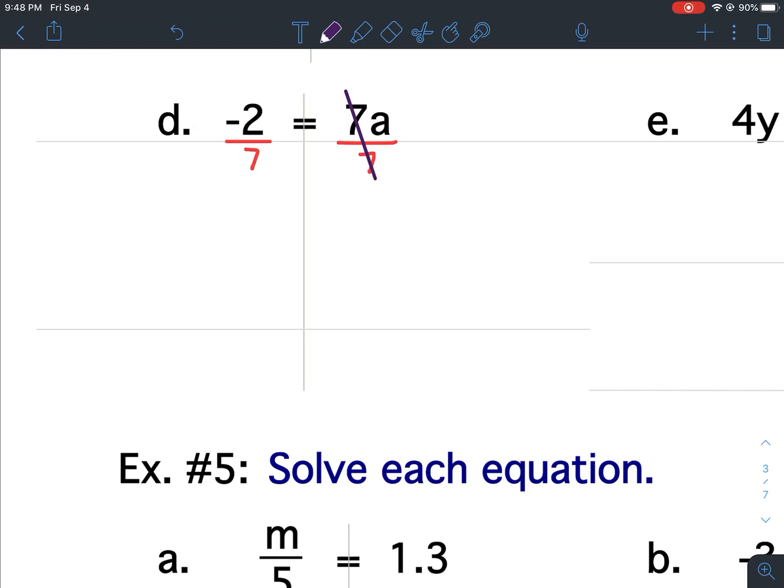If you put negative 2 over 7 in your calculator and hit enter, it's going to give you back negative 2 over 7, meaning this fraction does not reduce. So my final answer would be negative 2/7 equals A.